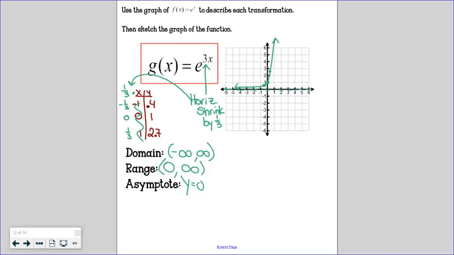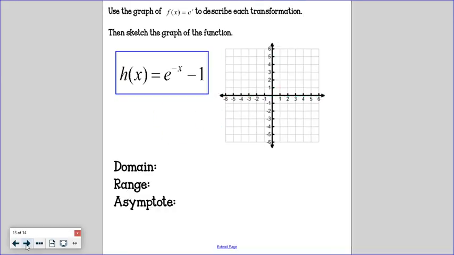Any questions? All right, you guys work ahead of me on this last one. See if you remember those numbers without looking back at the last one. It does say e to the negative x. That negative is kind of light up there. E to the negative x minus 1. Again, not a calculator problem.